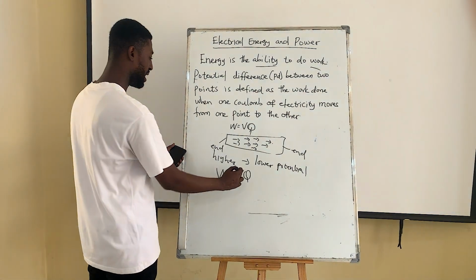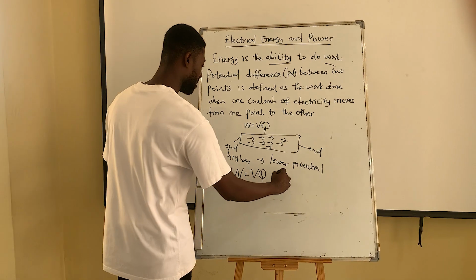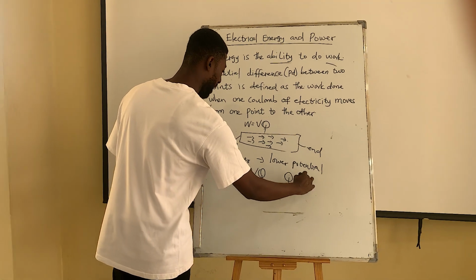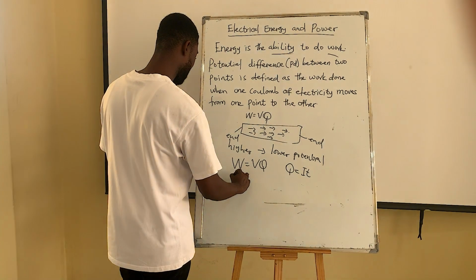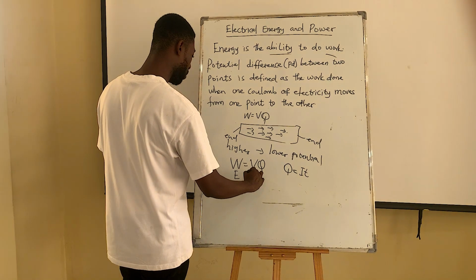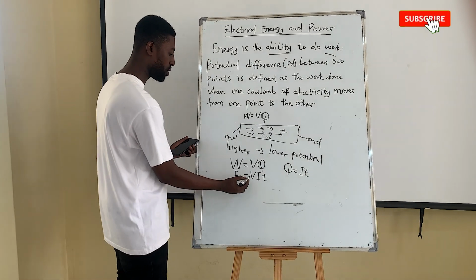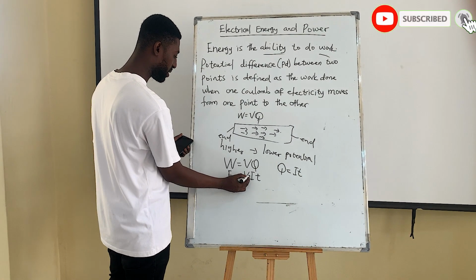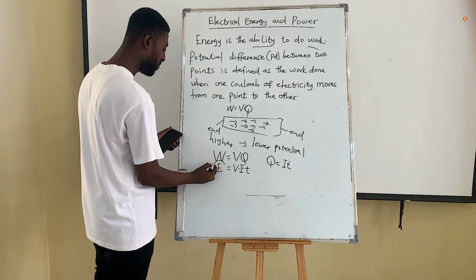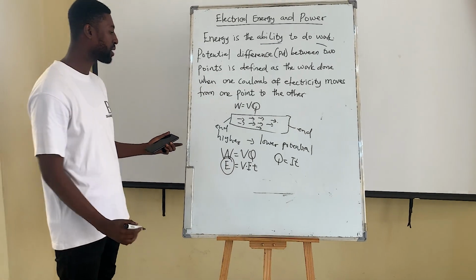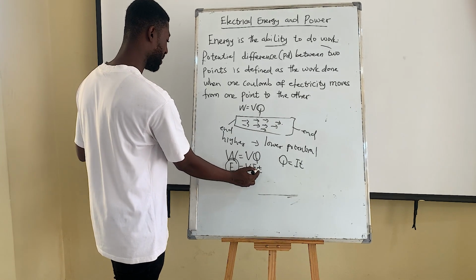Charge. Then from when we were looking at electric current, we said what? Charge is equal to IT. So definitely here we can say that our work done or energy is equal to VIT. So if I multiply my potential difference times current times time, it will give me what? My energy. So to calculate for energy, you need your voltage, you need your current, and you need what?